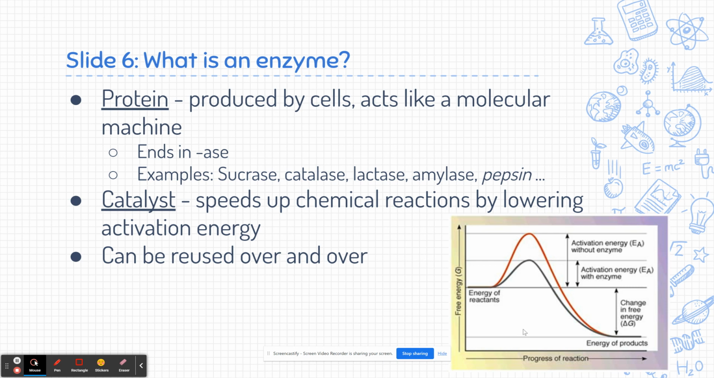This graph shows the activation energy needed for a reaction to occur without an enzyme, with the red line, is more than the activation energy needed with an enzyme, shown by the black line.